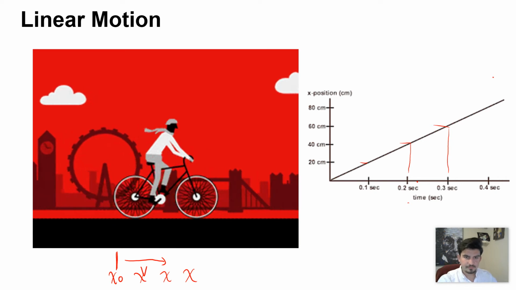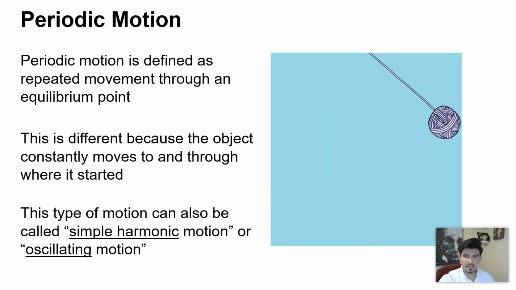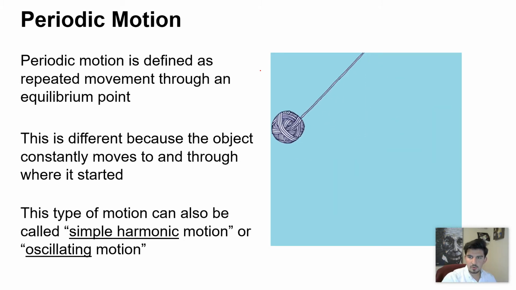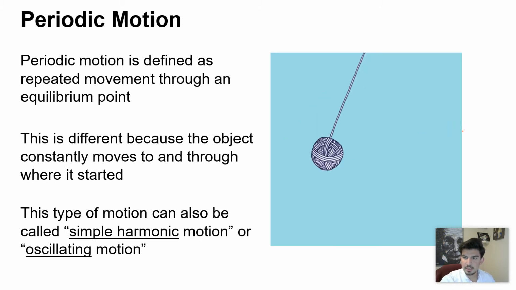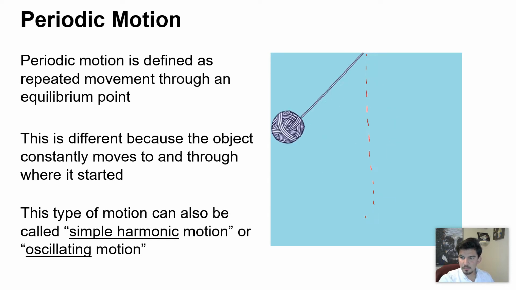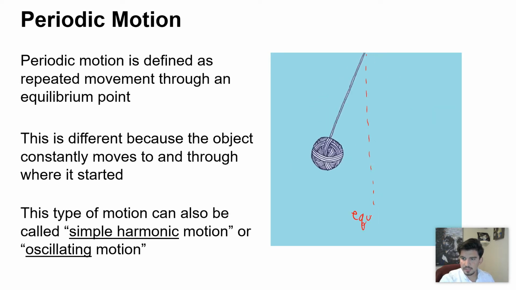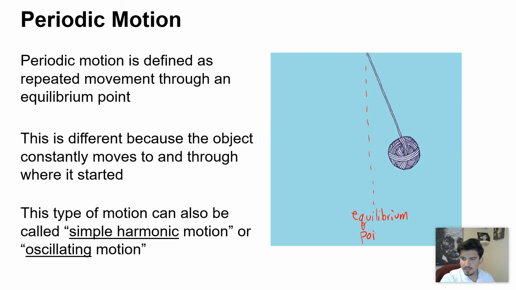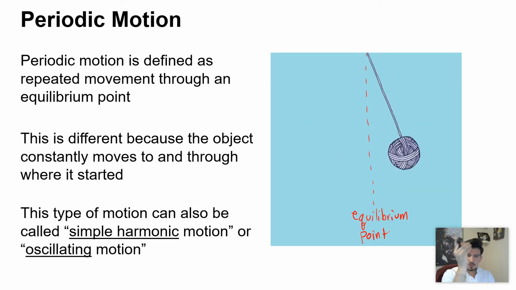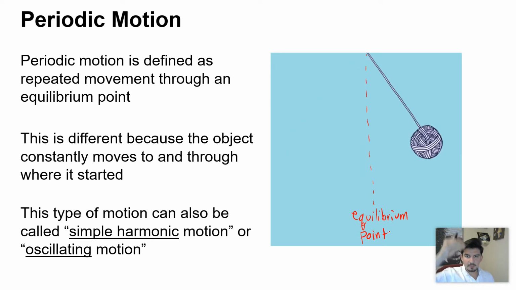And even if they turn around and come back, we can plot that as well on our graph. Periodic motion is interesting because it's defined as repeated movement through an equilibrium or starting point. And so there's a really good example right here on your screen where you've got this ball of yarn that's swinging back and forth. And so this middle point is what we would call the equilibrium point. And you can think of this as where, if I hadn't moved the yarn ball to begin with, it would just be hanging in that one point. And so I tip it, and then it's just going to swing back and forth.